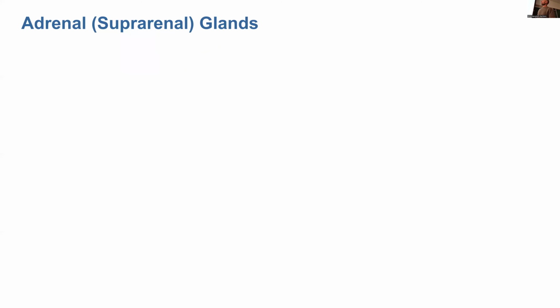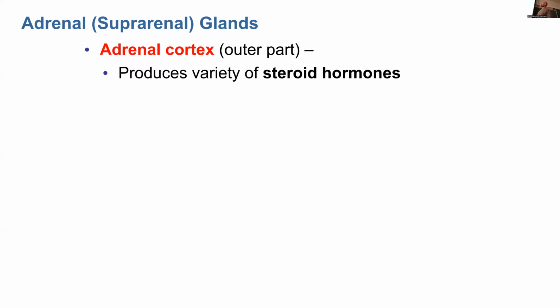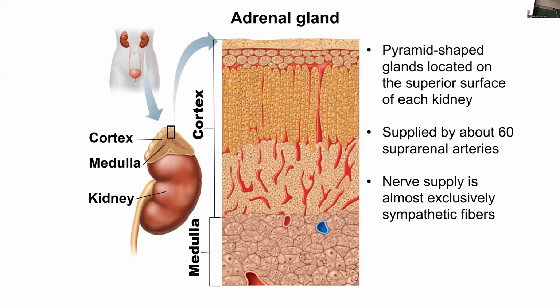So let's walk through it in a little more detail. I want to talk about the outer part, the adrenal cortex. I mentioned the adrenal glands are essentially two glands in one. So let me back up here. You've got the cortex on the outside. So remember, cortex always means on the outside. Think of your cerebral cortex, that outer layer of gray matter around the brain. And then you've got the medulla on the inside.